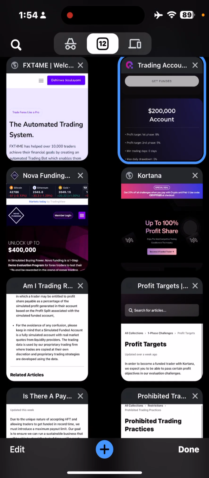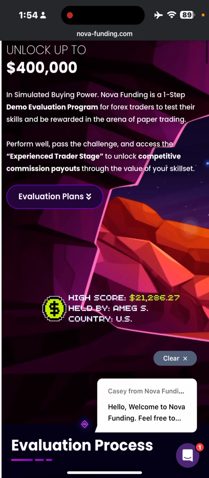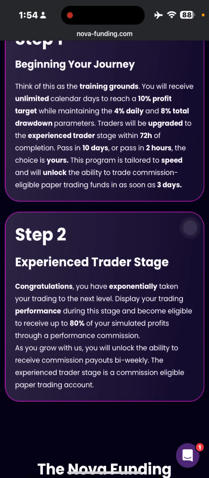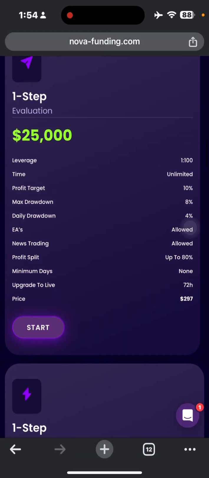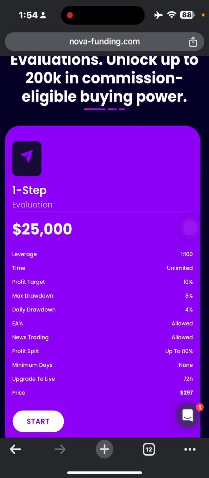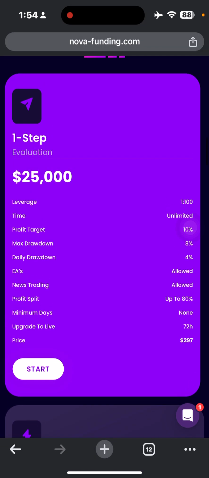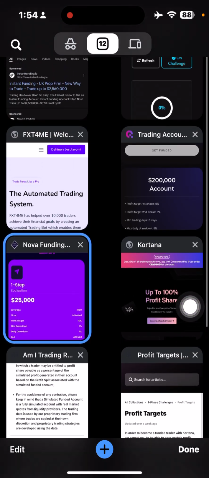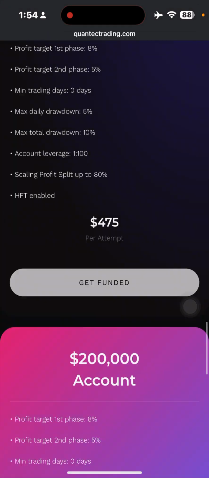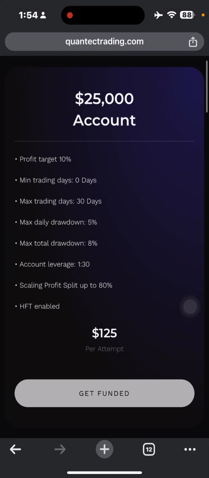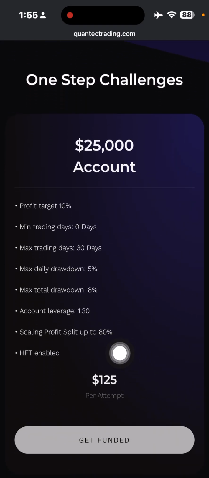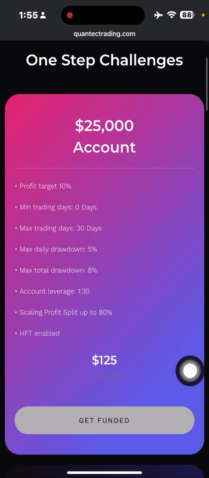Now, when I'm done with Quantec, let's look at Nova Funding. It's still the same process and the same steps. Nova Funding has the same features, just that they have different categories. Every prop firm has its own specific categories. You are the one that will determine the one you want to go for. Now, you want to buy an account of 25K. Look at the price they are selling this at. Theirs goes for $297, while the Quantec account for 25K goes for $125. So it all depends on what you want to go for.